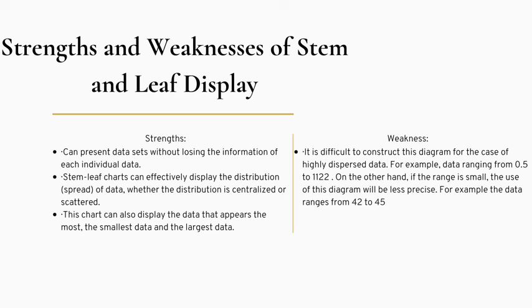Next is the weakness or disadvantage of stem and leaf display. The first disadvantage is that it is difficult to construct this diagram for highly dispersed data. For example, data ranging from 0.5 to 1112. On the other hand, if the range is small, the use of the diagram will be less precise. For example, data ranging from 42 to 45. The second disadvantage is that it is not fast to determine class frequency.